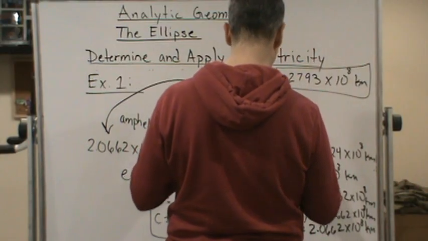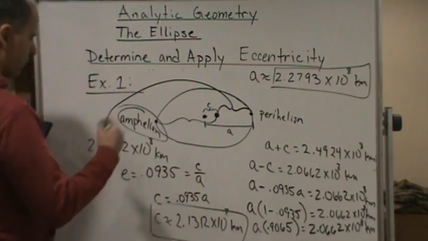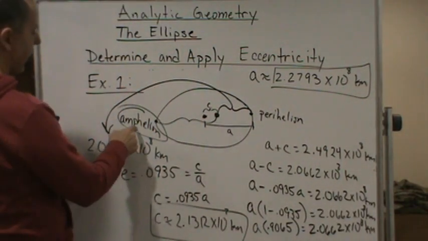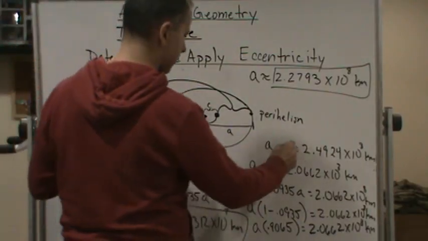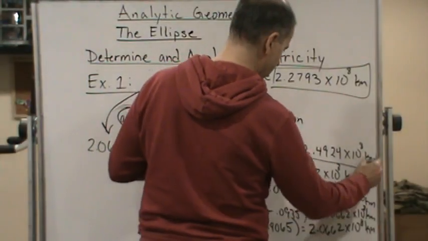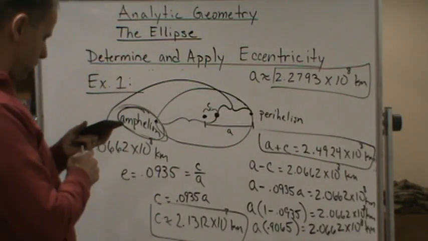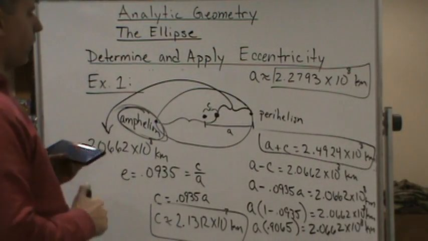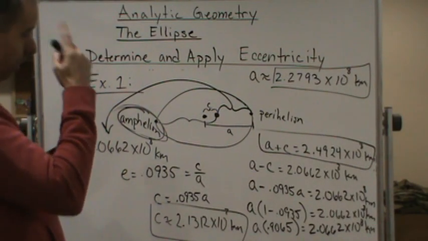So that is going to be the aphelion. The aphelion is this, so approximately 249 million kilometers.